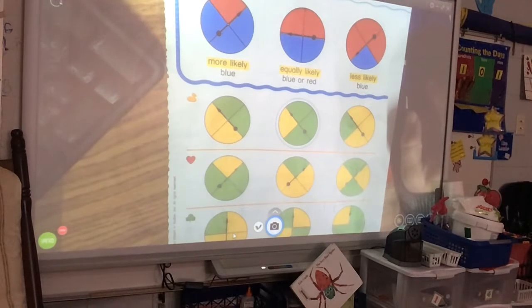All right, the row with the heart. Circle the spinner that shows it is equally likely to land on green or yellow. Equally likely to land on green or yellow. Don't tell me which one yet. Just think about it and circle the one that you think is equally likely.